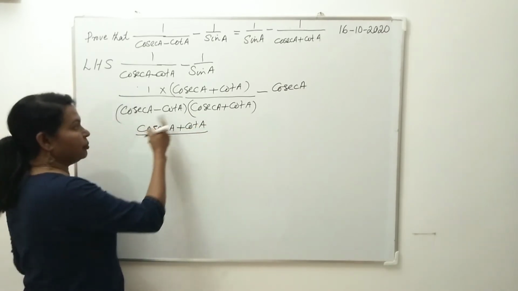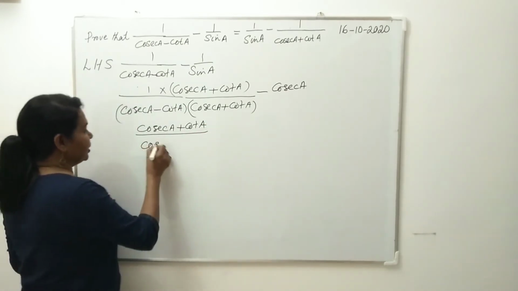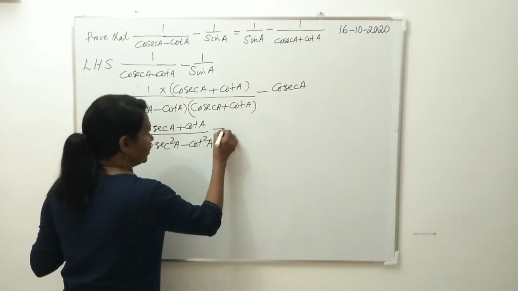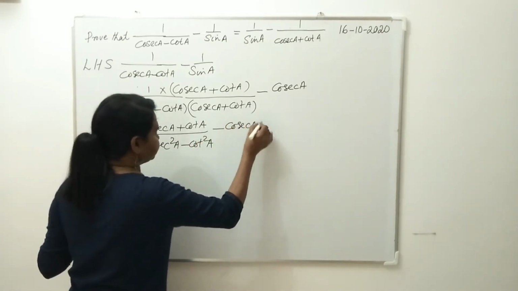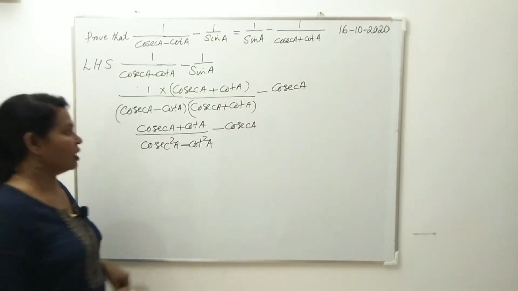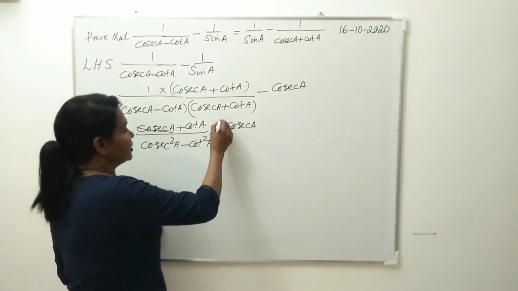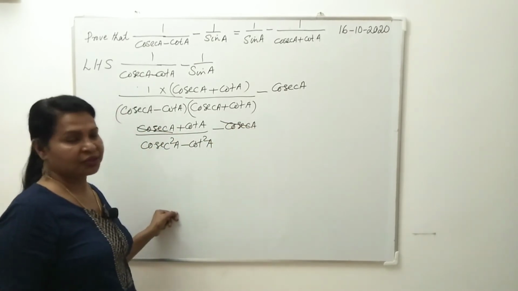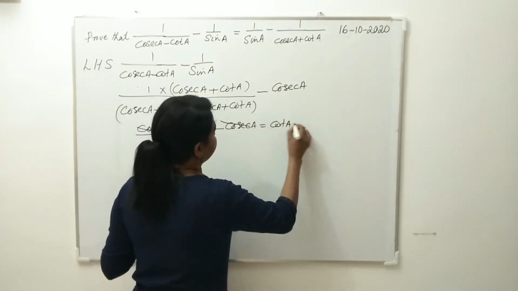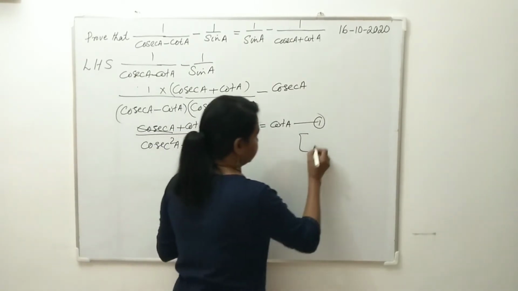And what is cosec A minus cot A into cosec A plus cot A? It is cosec square A minus cot square A, minus cosec A. What is cosec square A minus cot square A? We know it is 1. So the denominator is 1. So we can cancel cosec A and minus cosec A, and we get the answer cot A. Equation number 1. Why? Because cosec square A minus cot square A is 1.